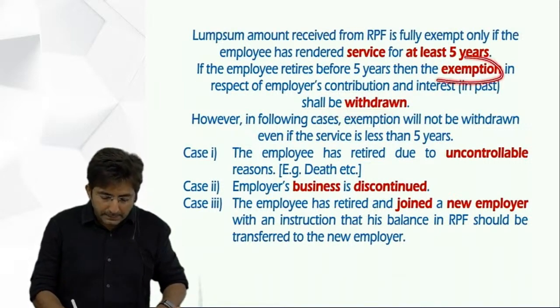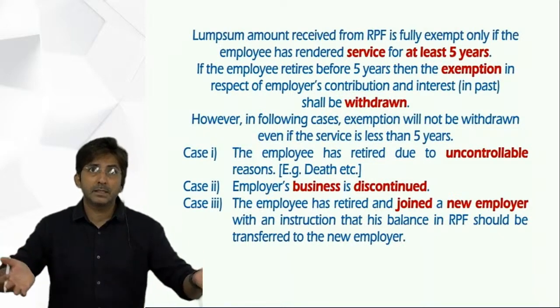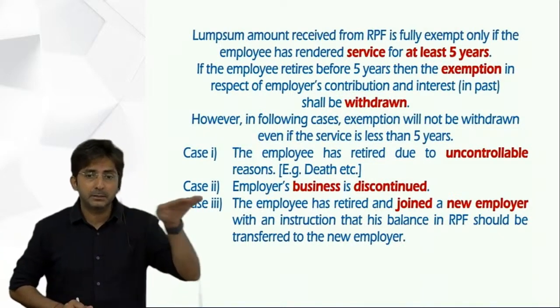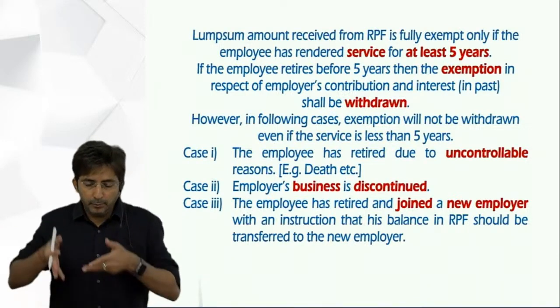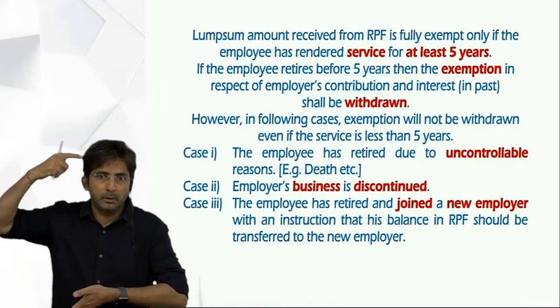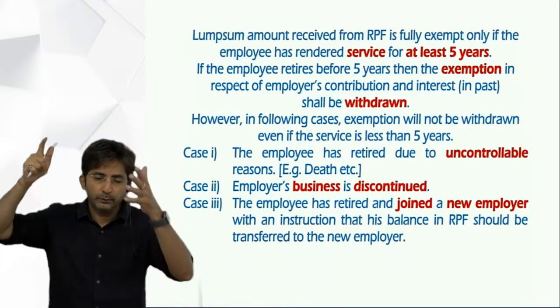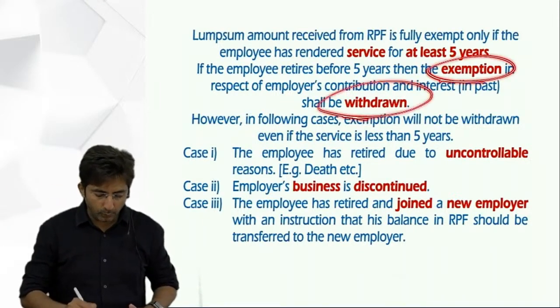And when we say exemption withdrawn, it means exemption is reversed. When you get exemption, you are allowed to minus, minus, minus. But now that minus thing will become plus. But it will be plus in that 4th year statement. I am just continuing my example of 3 years he left, okay. So in the 4th year, it will be added in your income. So that's called exemption is withdrawn, okay.